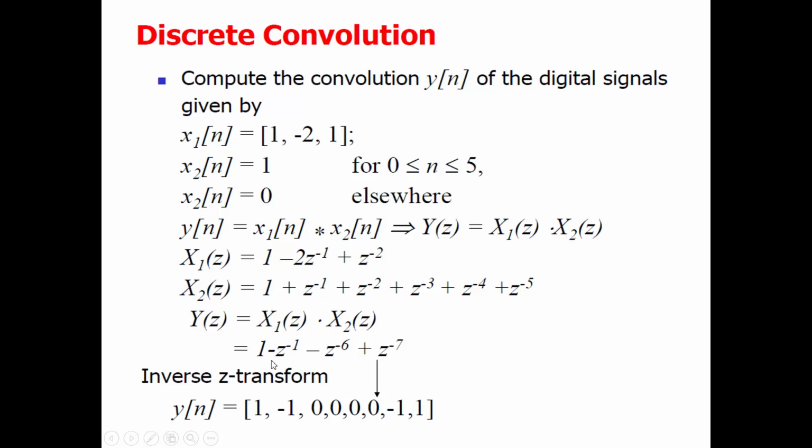Now if you see this expression, you take out the coefficients of these powers of z. That means for z to the power 0 we will get this one, for z to the power minus 1 this is minus 1 here, for z to the power minus 2, minus 3, minus 4 are zeros, z to the power minus 6 is minus 1, and z to the power minus 7 is our next final output sequence. So this is the convolution result of the sequences x1[n] and x2[n].